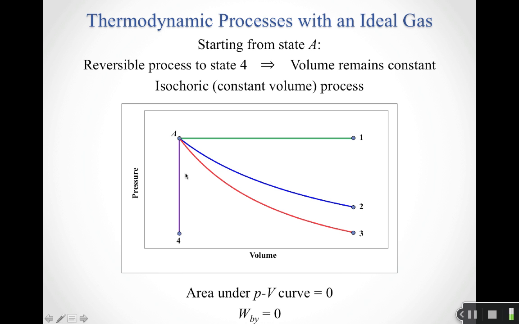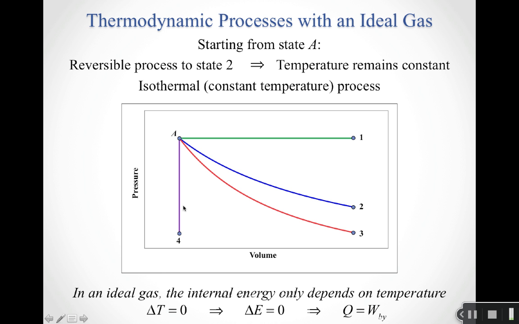What if we start in state A and go to state 4? So again, what's staying constant here is the volume. So again, the 1 is constant pressure and 4 is constant volume, those are easy to read on a pressure volume curve because it's easy to see that you're keeping either the horizontal or vertical variable constant here. And so again, we said that if we have an isochoric or constant volume process, then the area under the curve is 0. So the work done by the gas is 0. Again, if you don't change volume, then the work done by the gas is 0.